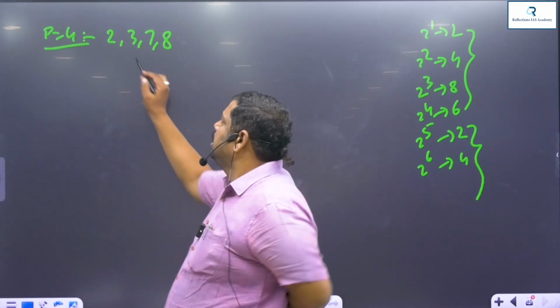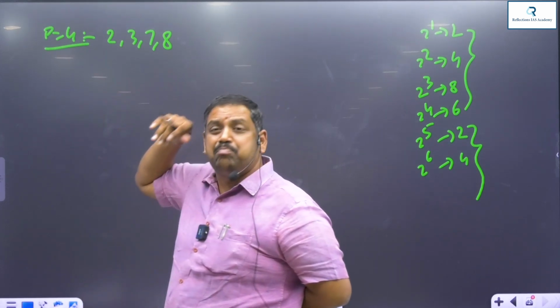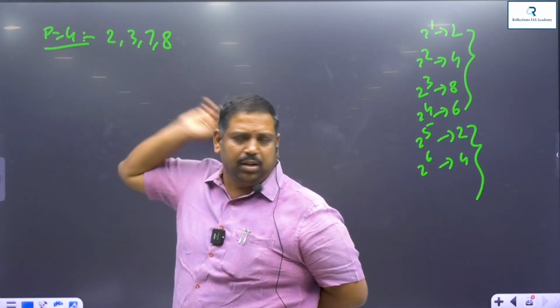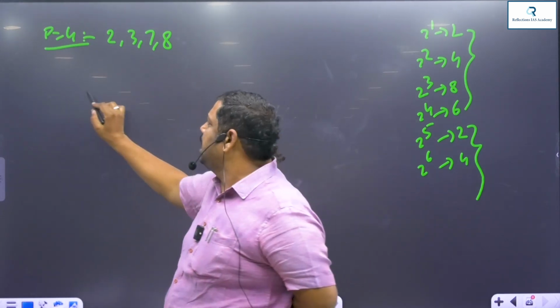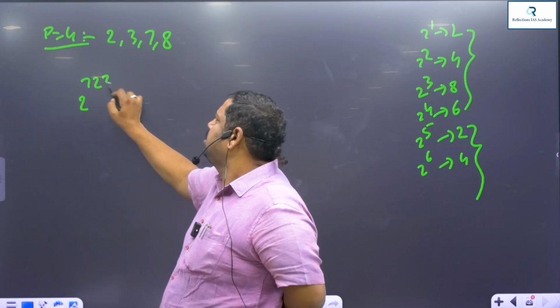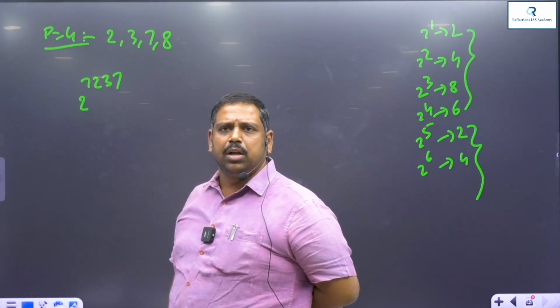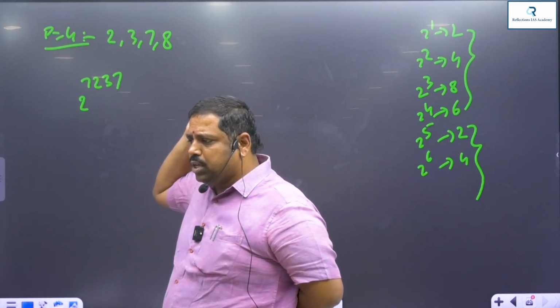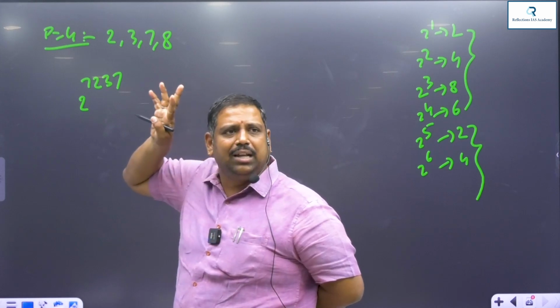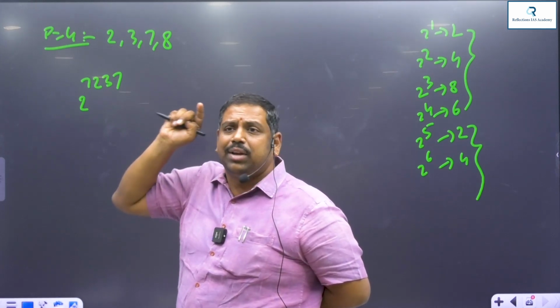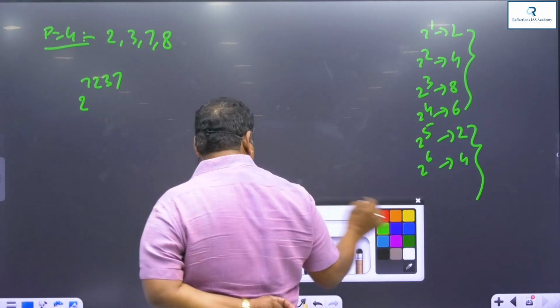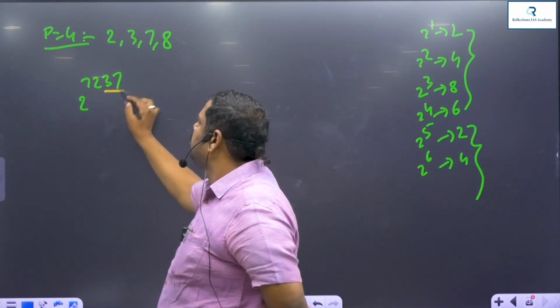In that case, you have to divide the power by 4 and consider the remainder. Suppose he gave 2 power 7237. Since the periodicity is 4, you divide the power by 4 and take the remainder. To get the remainder, no need to go with the entire number, just go with the last 2 digits.